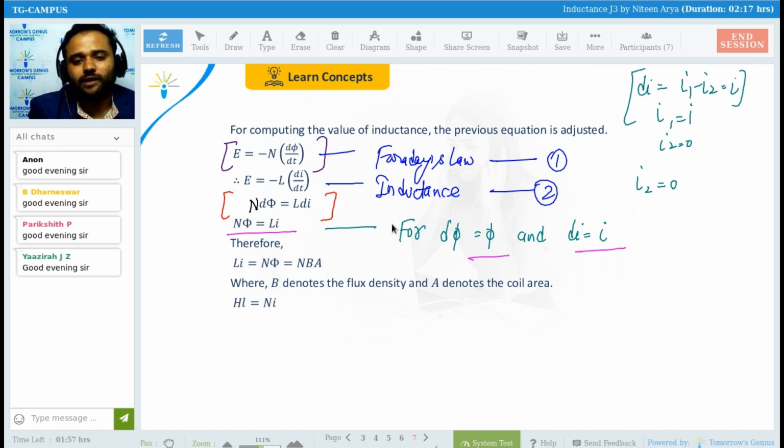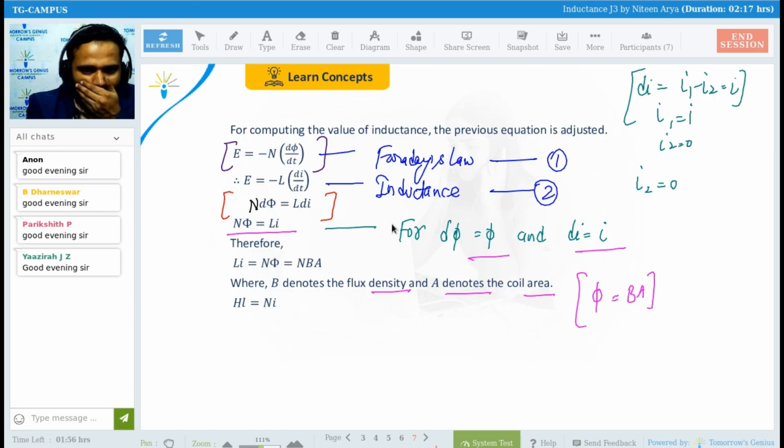Therefore LI equals Nφ, and φ equals BA, because we know that is magnetic flux, B dot A, or simply BA: magnetic field times area. Here B denotes the flux density and A denotes the coil area. We can write this also as B upon H, where flux density is the magnetic field per unit area. H is your magnetic field, HL equals NI. There is one equation, LI equals Nφ equals NBA. So you can find your inductance from here also.